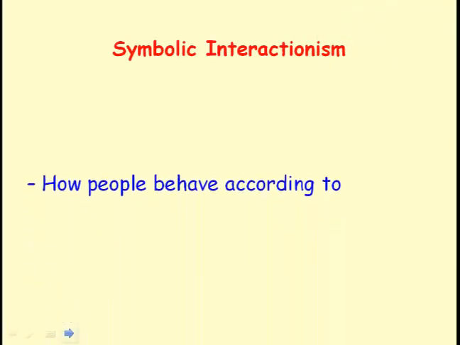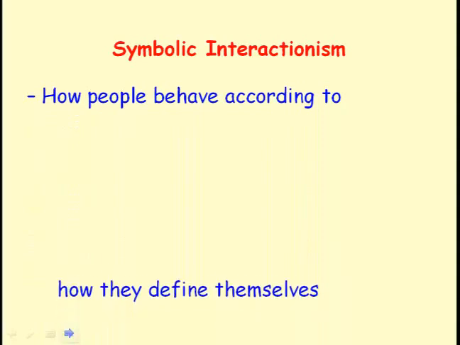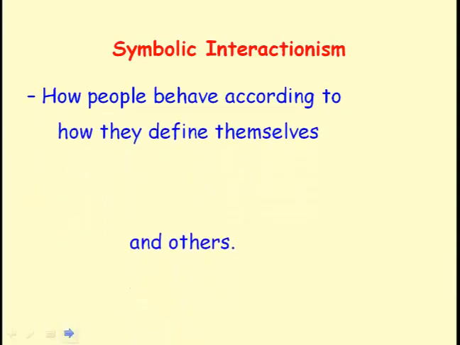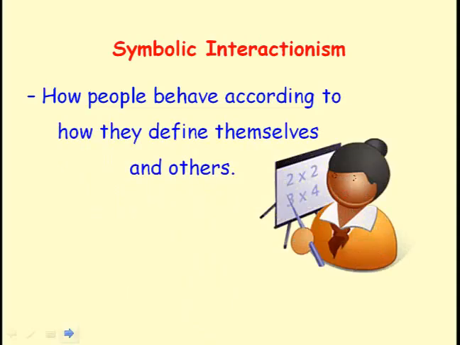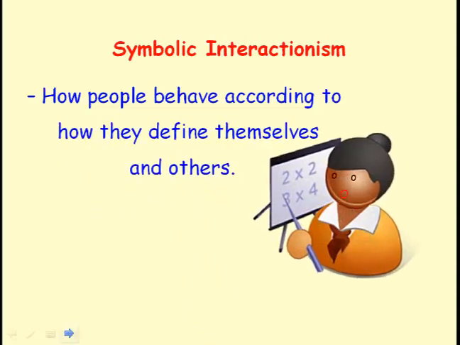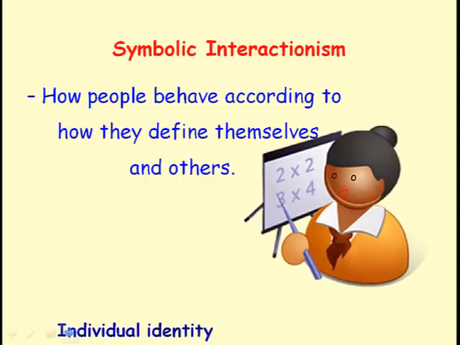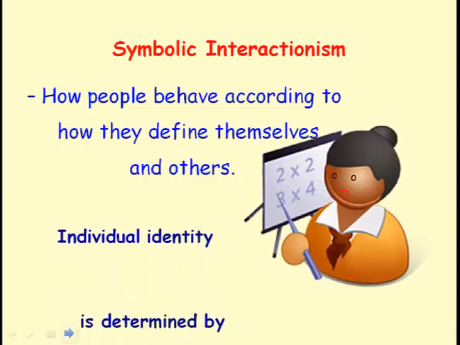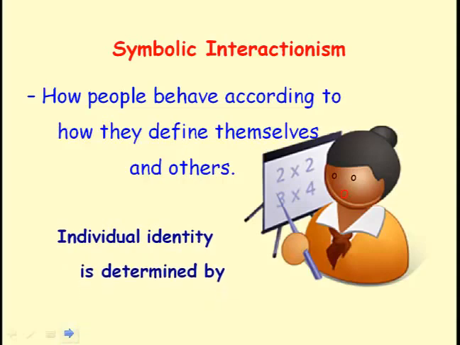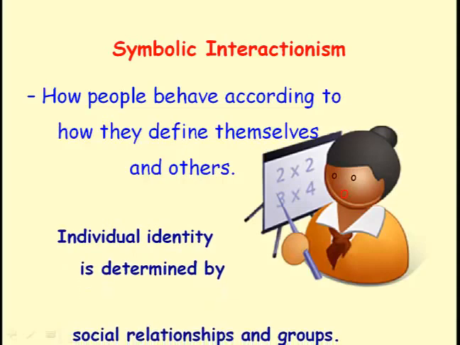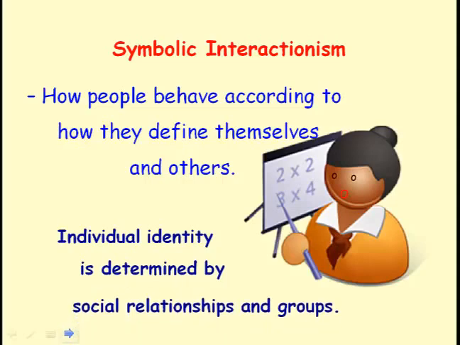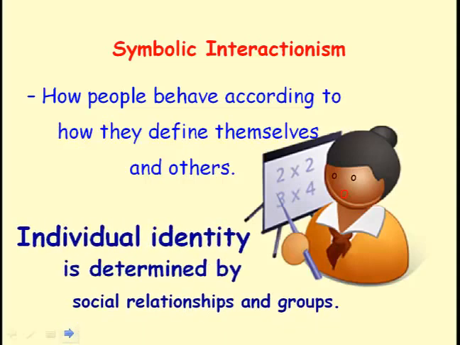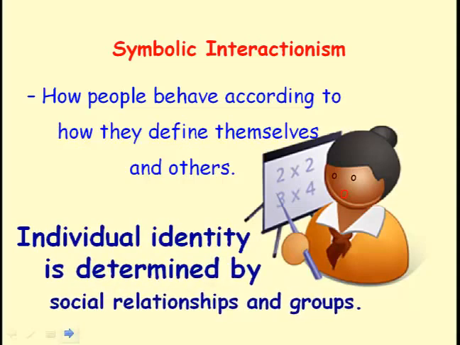Symbolic interactionism looks at how we behave according to how we define ourselves and how we define others. So I have a picture here of a teacher, but I could also have a picture of a student. But these are social identities, and these social identities are going to determine how we interact with one another. So individual identity is determined by our social relationships as well as the social groups that we belong to.